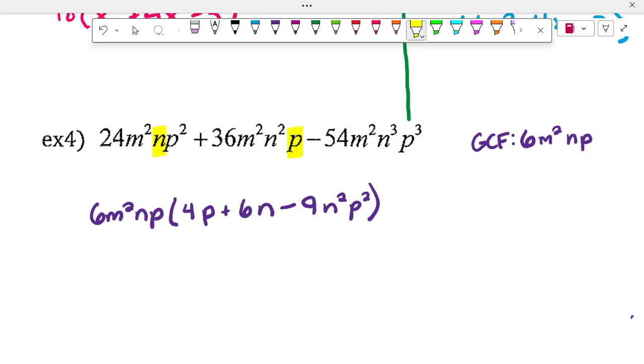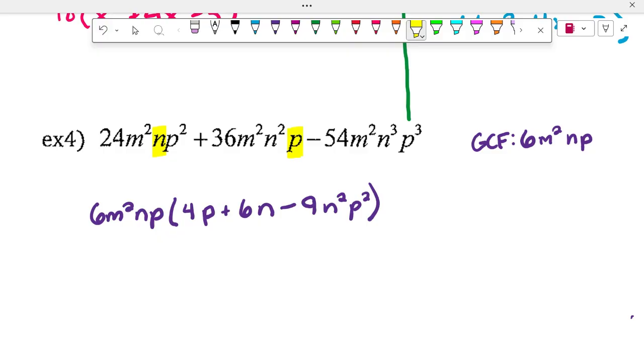So remember, for variable GCFs, you look at each letter and you ask yourself, okay, does everyone have an M? Does everyone have an N? Does everyone have a P? If it's yes to all three, then it's like, okay, what's the lowest exponent for M? What's the lowest exponent for N? What's the lowest exponent for P? You got your variable GCF.